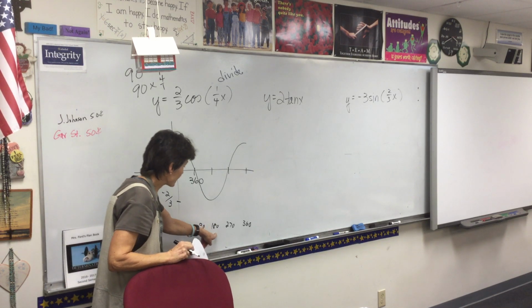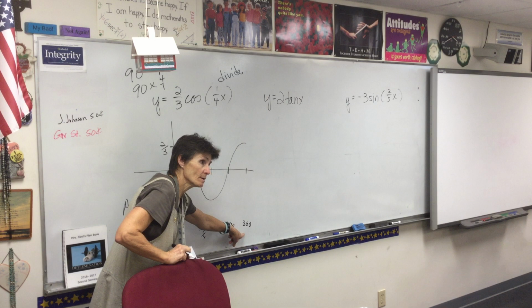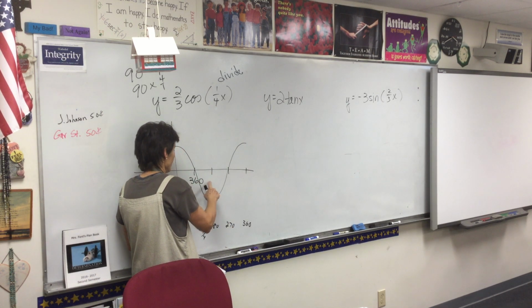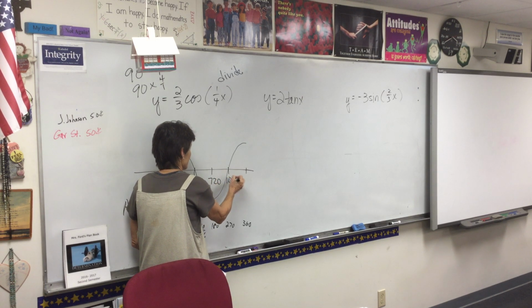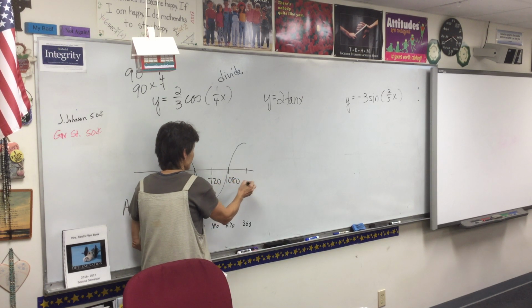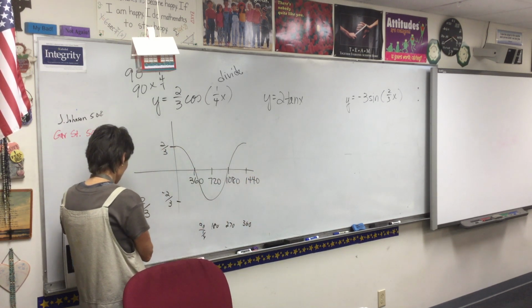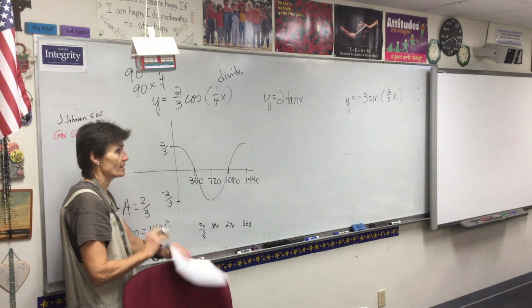Now we can do the same thing with all of these. Multiply them all by 4. Or we could just keep adding 360. So 360 would be 720, 1080. I'm just adding 360, 1440. So my period is 1,440 degrees.